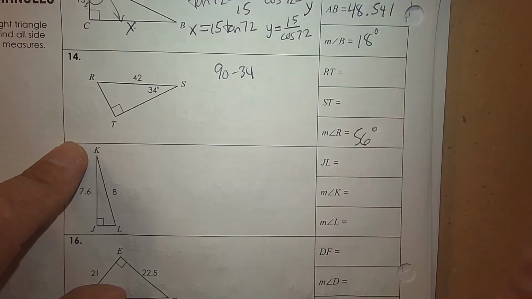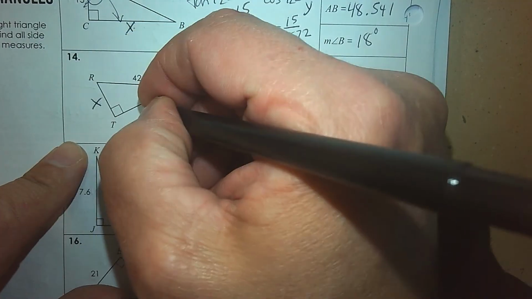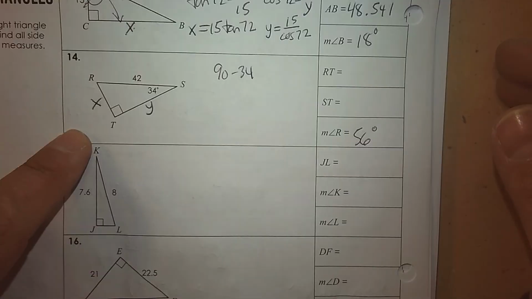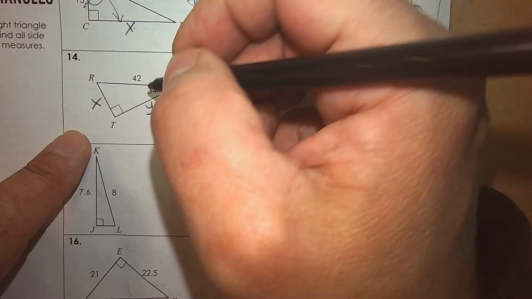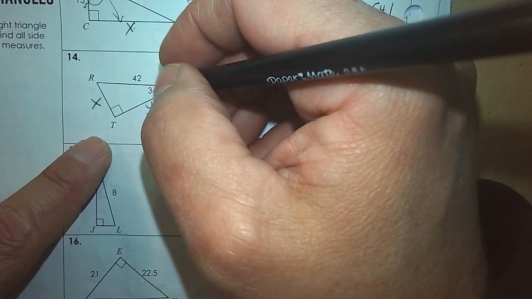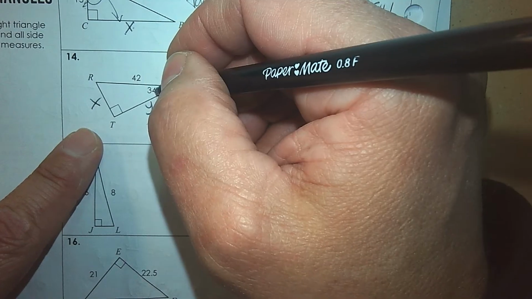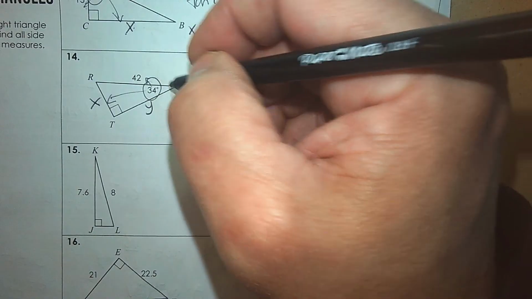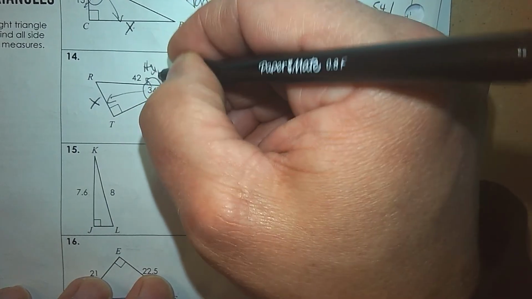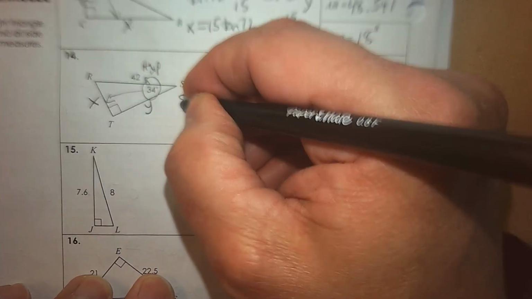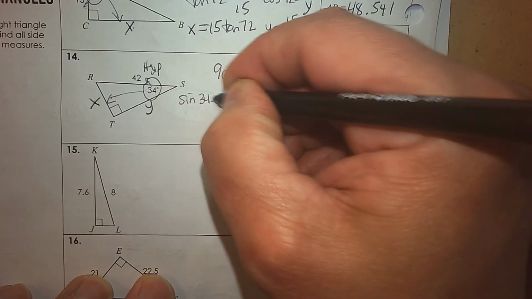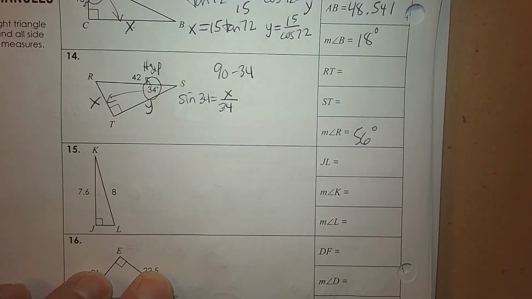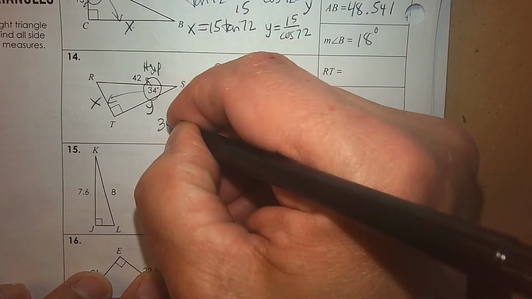Brilliant. How am I going to find the other sides? I'm going to label one side X, and the other side Y. How do I find the length for X? Do I need trigonometry? Yes. How do I use trigonometry here? So, X is opposite. 42 is the hypotenuse. So I have to use sine 34, and it's opposite over hypotenuse. How do I get X by itself? Multiply. And now use your calculator.